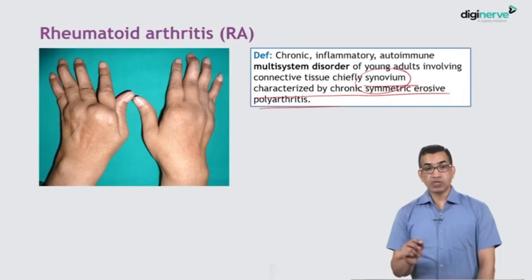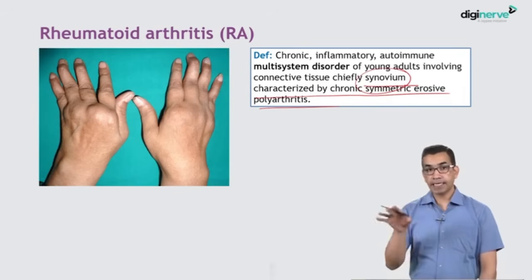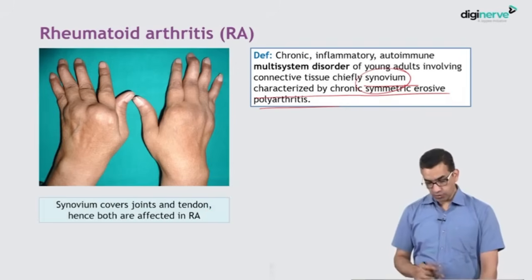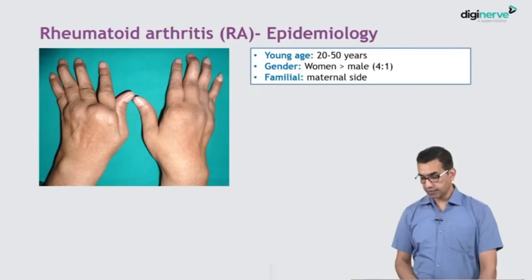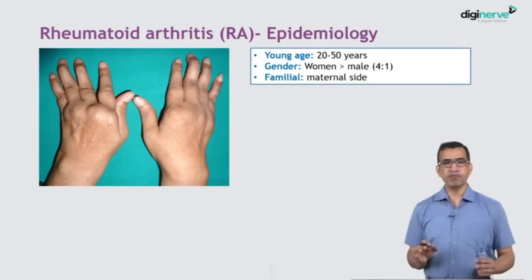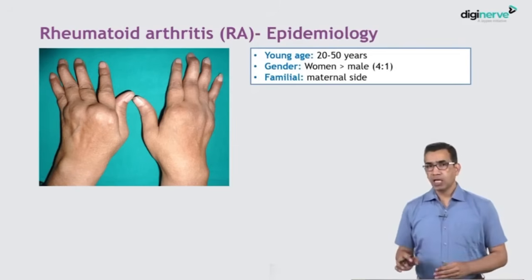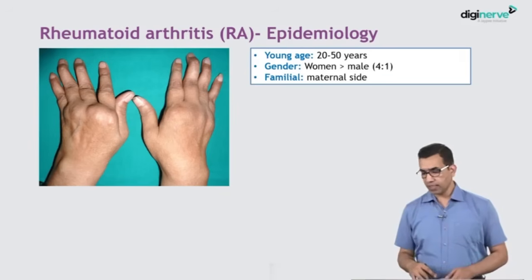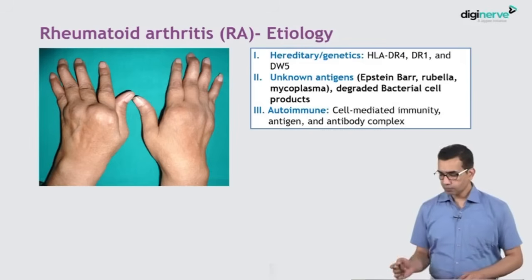Synovium is not only in the joints, but also around the tendons. That's why you also get a lot of tendon ruptures. So synovium covers both joints and tendons, hence both are affected in rheumatoid arthritis. This disorder typically affects young women, about 20 to 40, sometimes up to 50. The women to men ratio is about 4:1, and there is a familial history. It's more common on the maternal side.